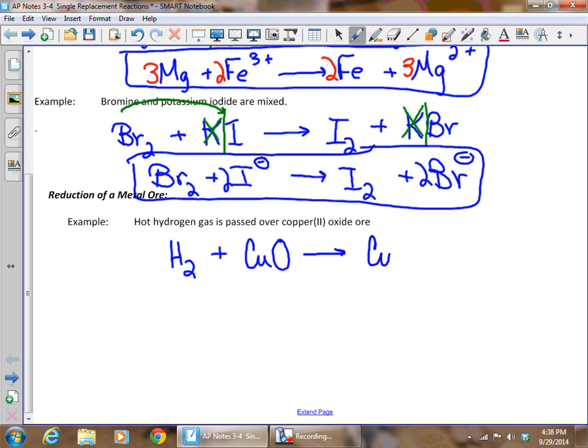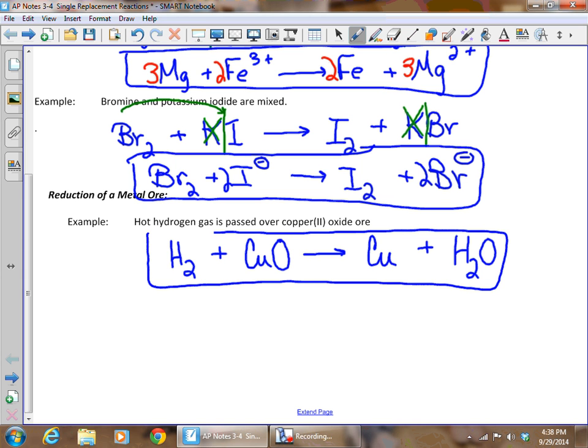We're going to get pure copper metal. And look at what the only byproduct of this is. It's a very clean reaction. We get H2O as our byproduct. Everything in here is either an oxide or molecular or an element, so nothing is going to ionize. So it looks like it's balanced. So there's our final equation for that particular reaction.